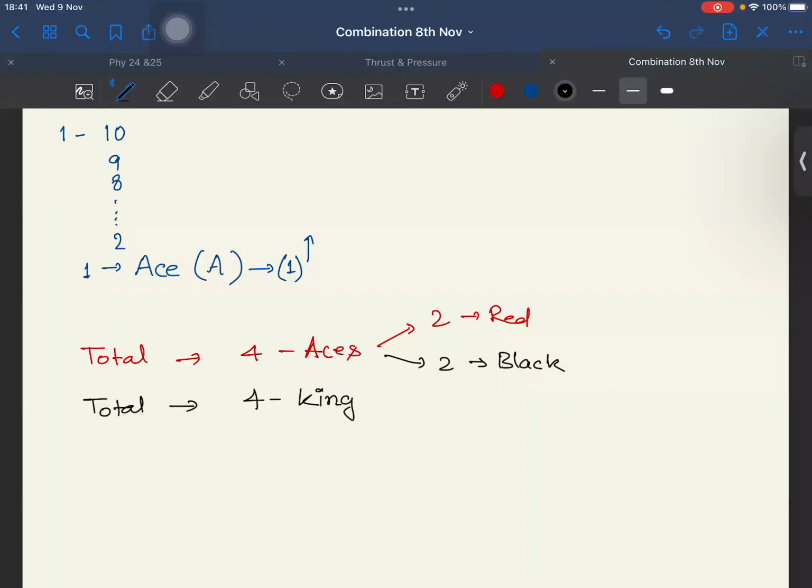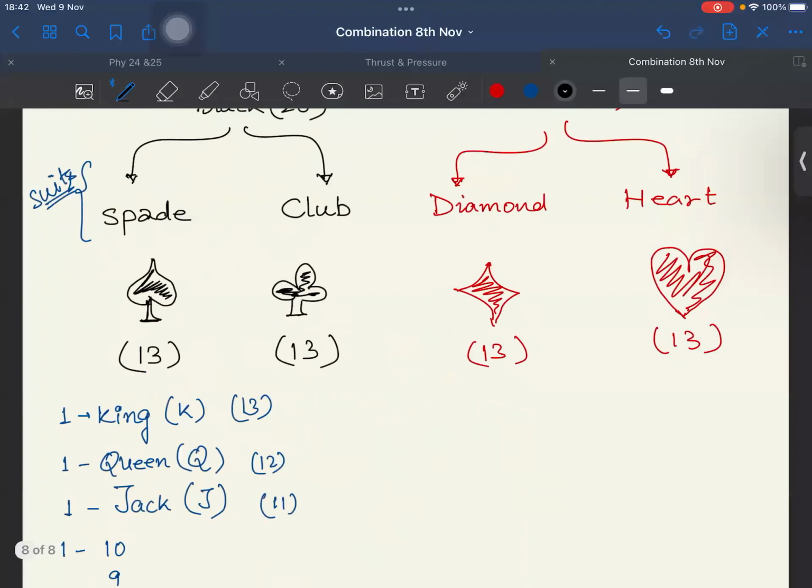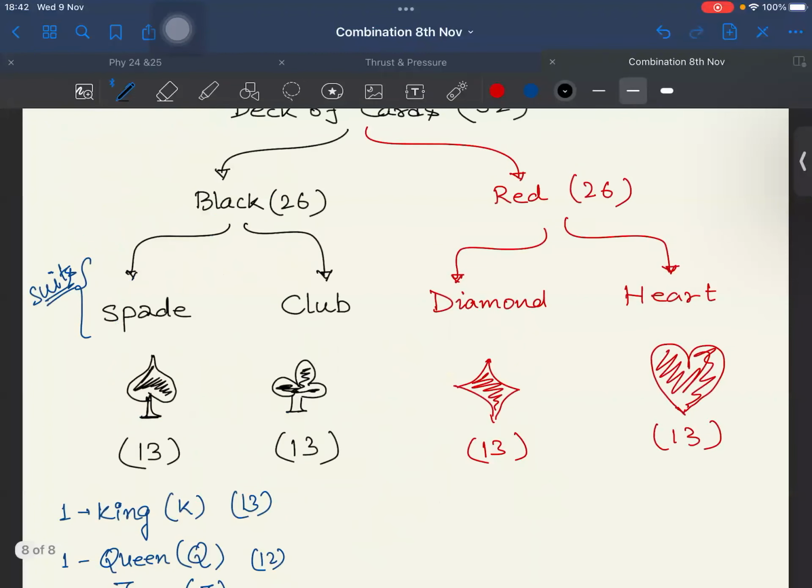King, or we represent it by K. Total 4 kings, not 4K video, that is different, right? Now 4 queens, 4 jacks, out of which 2 are red and 2 are black. This is valid for all cards. Now I think this is all the information you need for a deck of 52 cards.